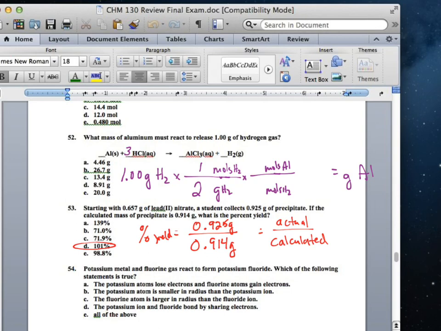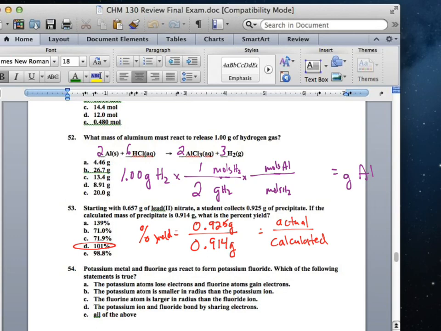Is our aluminum balanced? Yes. The aluminum is balanced. Is our hydrogen balanced? No. We would need 3 halves. Hey, this question looks really familiar. Times everything by 2. 6, 2, 6, 2, 3. We now have our balanced equation.